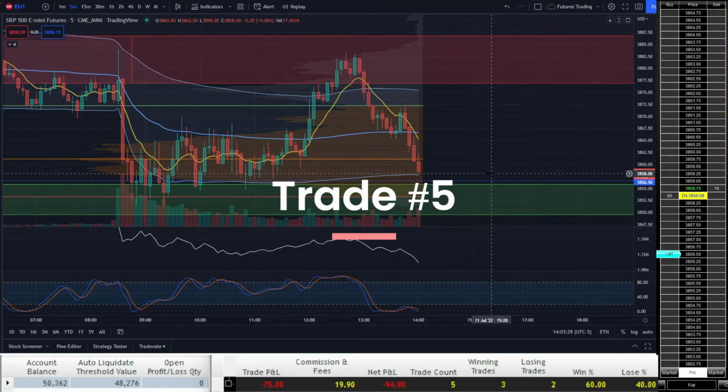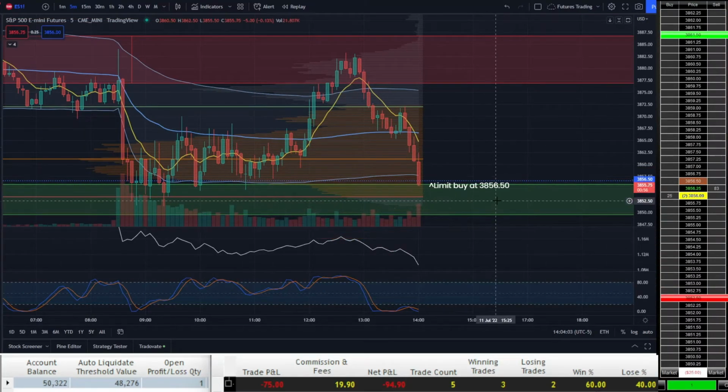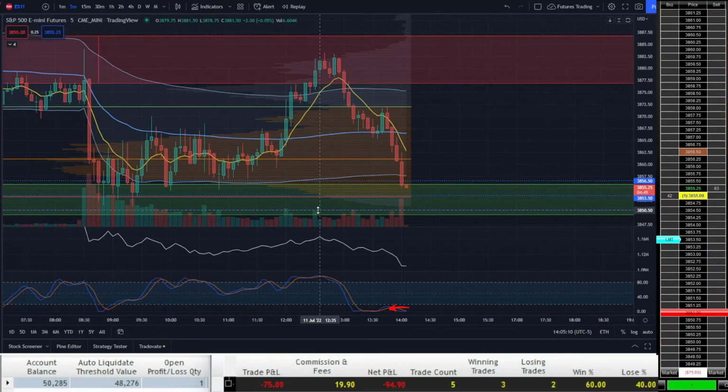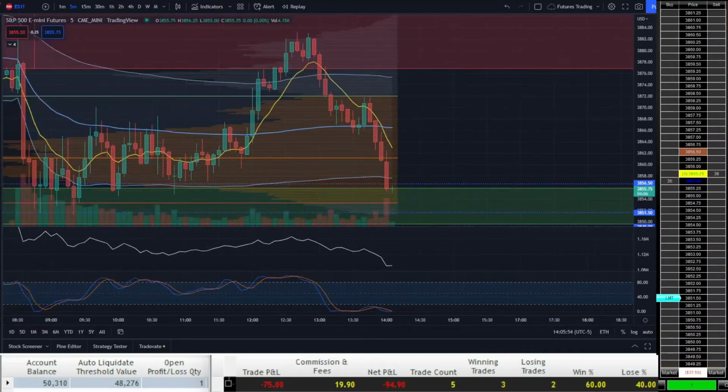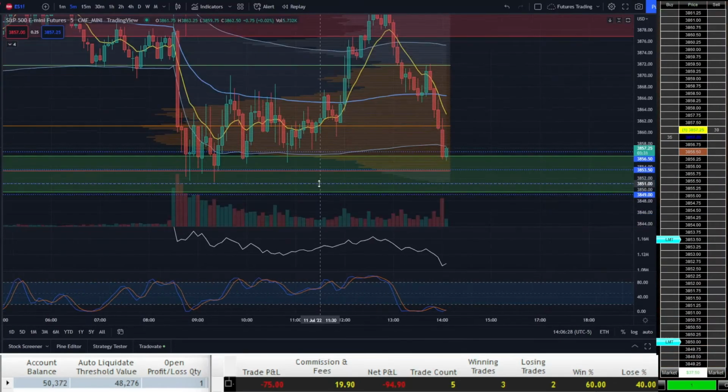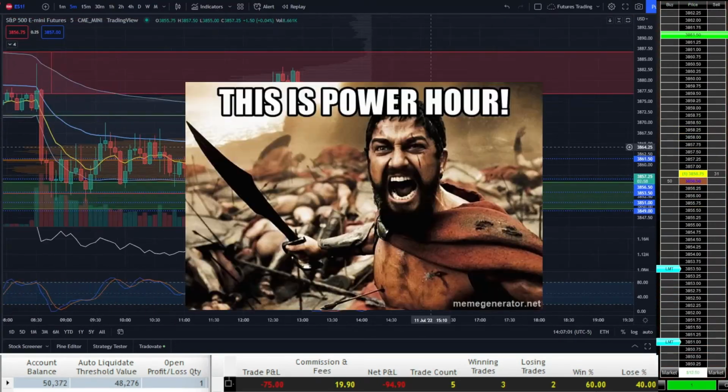Price continued to drop, and I decided to go long between the lower VWAP band and the top of the demand zone. Stochastic RSI was oversold, the bearish AD divergence seemed to have played out, and it was almost 2 p.m. Central, which was the start of power hour. Sometimes buyers start showing up here.